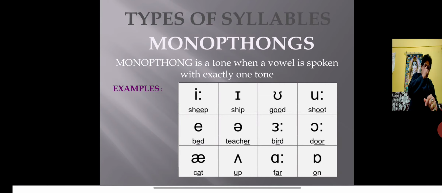Next, types of syllables again. We've got monophthongs here. Now let's define what monophthongs or monophthong are. Monophthong is a tone when a vowel is spoken with exactly one tone. Now, possibly understanding this definition would be a little difficult for you. Let's make it easier by using examples and understanding what monophthong or monotones are.